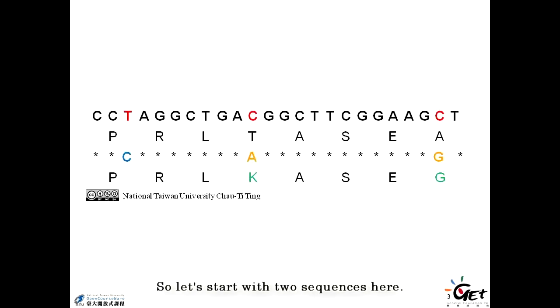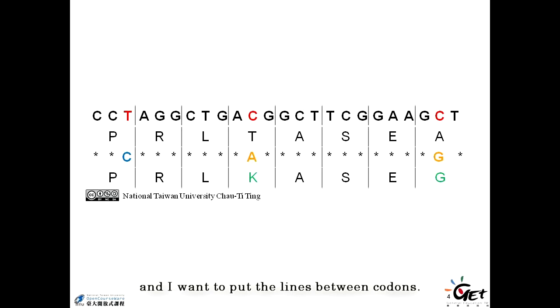So let's start with two sequences here. On the top is the sequence, but we color code the changes between the two sequences. And we also put the amino acid sequence corresponding to each codon. If you think it's not clear, then I want to put down lines between codons. So now I separate the codons. It's all in triplets, and every codon is indicated here. Then you can look up the codon table to know which amino acid they encode.